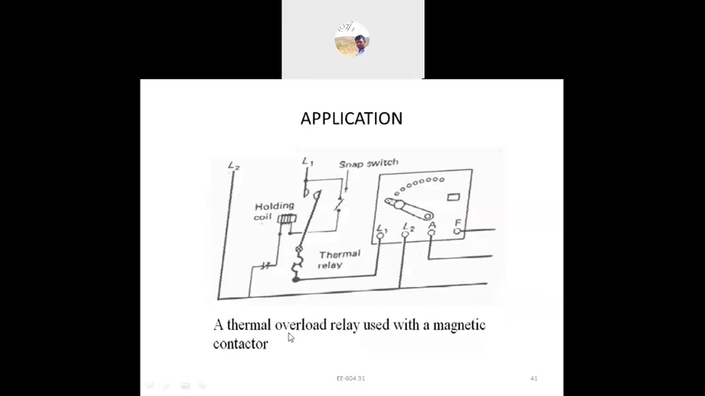Here is a thermal overload relay used with a magnetic contactor. Here it is showing a 4 point starter, with the thermal relay connected at the line. So if an overload is there, it should operate immediately.